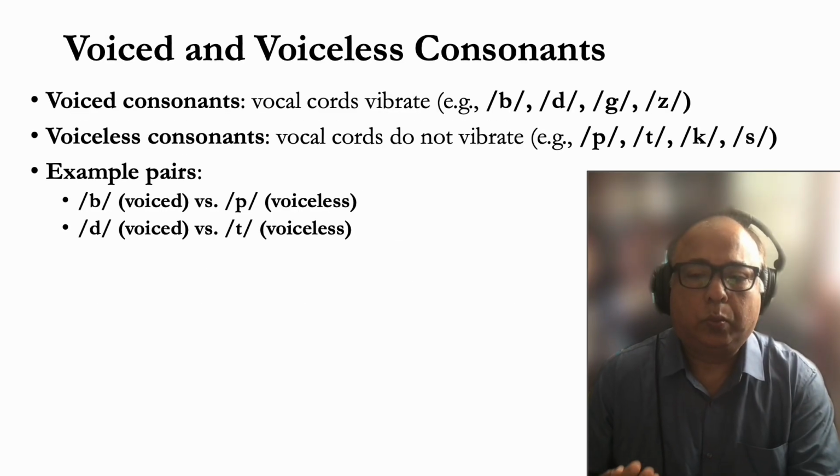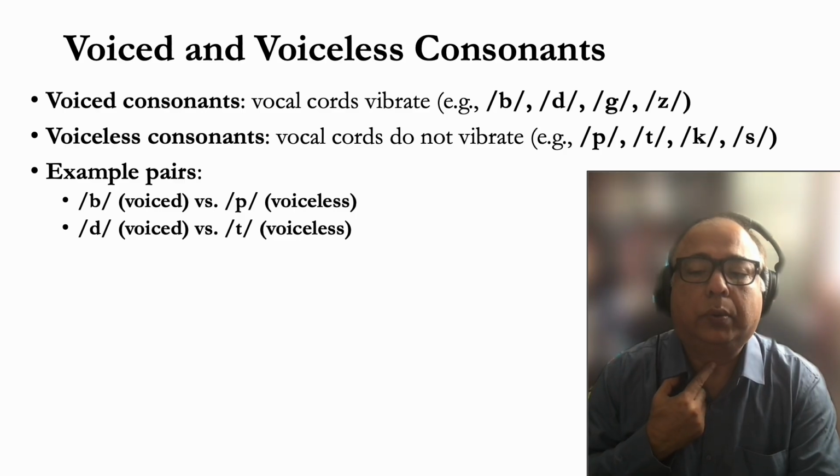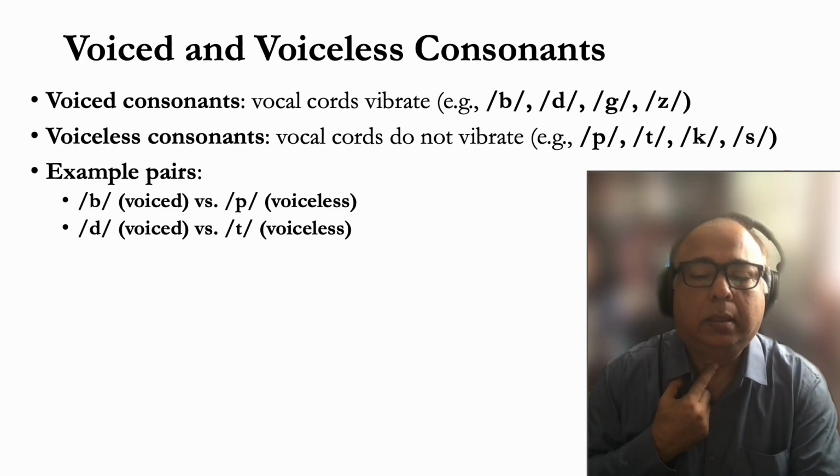Okay, so I said earlier that we will learn to differentiate between voiced and voiceless consonants. Voiced consonants are produced when the vocal cords vibrate. So I need you to do a test with me. Put your index finger on your vocal cords here, okay? And repeat after me. B, d, g, z. Did you feel a vibration in your vocal cords? That is why these consonants are called voiced consonants.